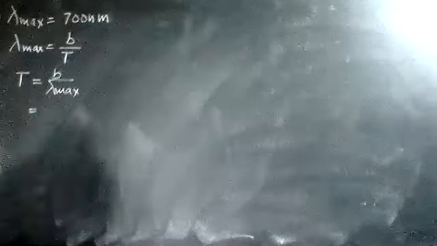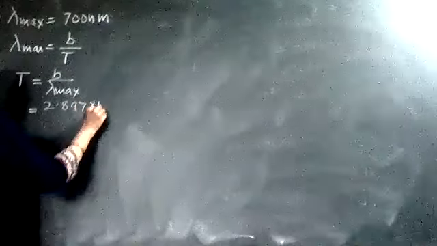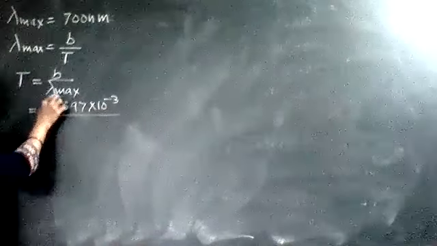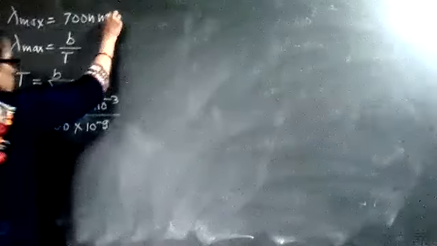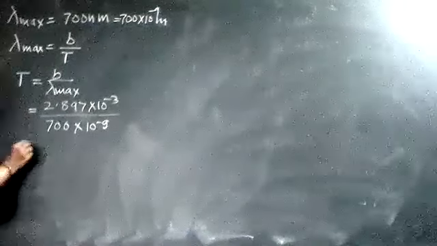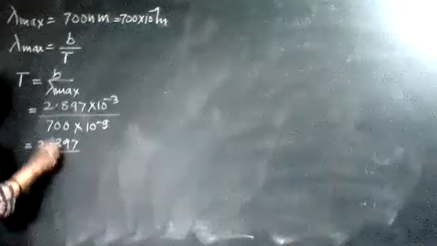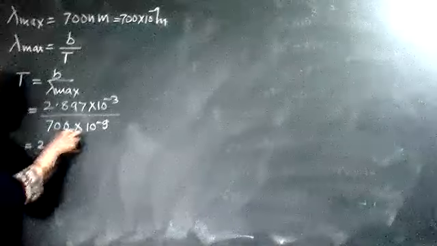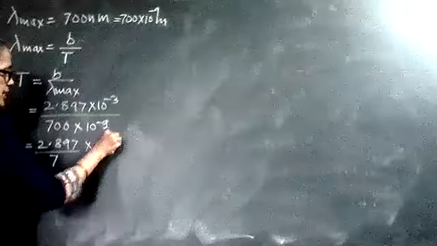b value. What b value they have given? b value is 2.897 into 10 raised to minus 3 upon lambda max 700 nanometer, that is 10 raised to minus 9. Here I convert nanometer into meter. Why? Because b constant is given in SI system. So what I am getting? 2.897 divided by 7. Here I write 7. So this plus 2 minus 9. Minus 7. Minus 9. 7 goes into numerator plus 7. So it is getting minus 4.